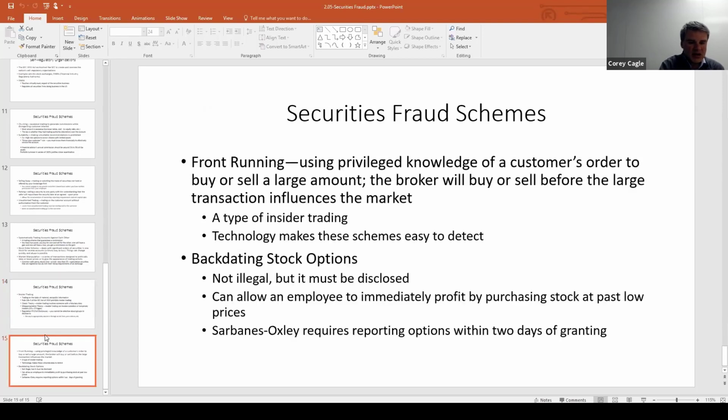And then wrapping it up, we got front running. So getting out in front of things, using privileged knowledge of a customer's order to buy or sell a large amount. It's a form of insider trading. You've got knowledge that others don't. You get out ahead of it being published, buy or sell before some large transaction takes place that would influence the market. Technology and timestamps and dates and things make that one an easy one to catch.